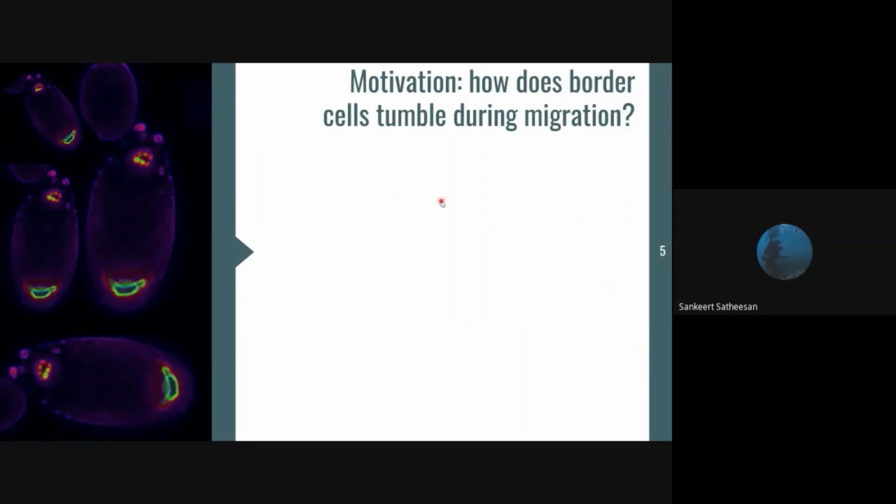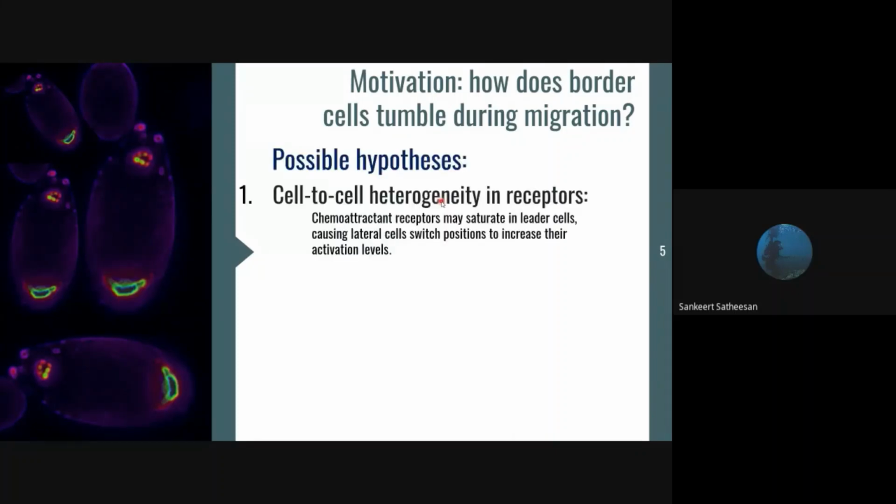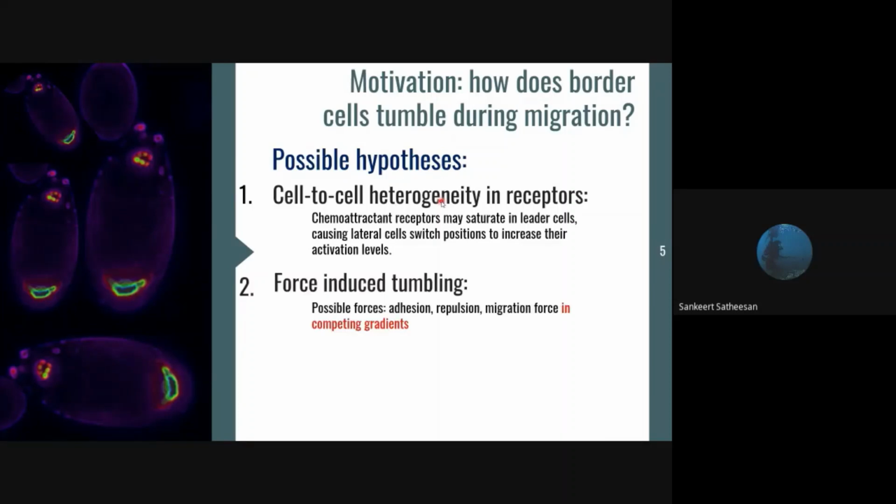With all this in mind, next let's see what the possible hypotheses can be. One is that the cell-to-cell heterogeneity in receptors, that is, the chemoattractant receptors, may saturate in the leader cell, causing the lateral cell to switch position and increase their activation levels. And another can be force-induced tumbling.